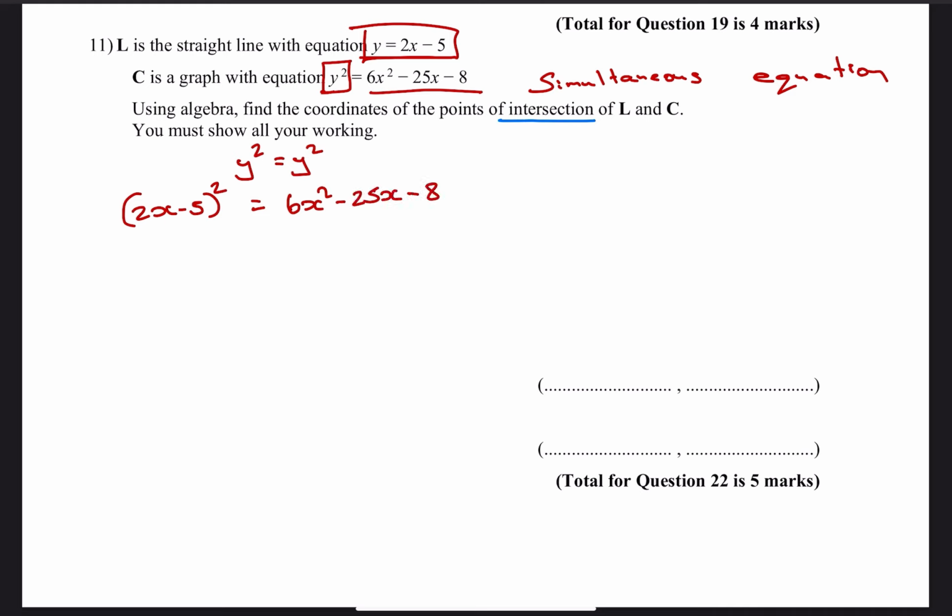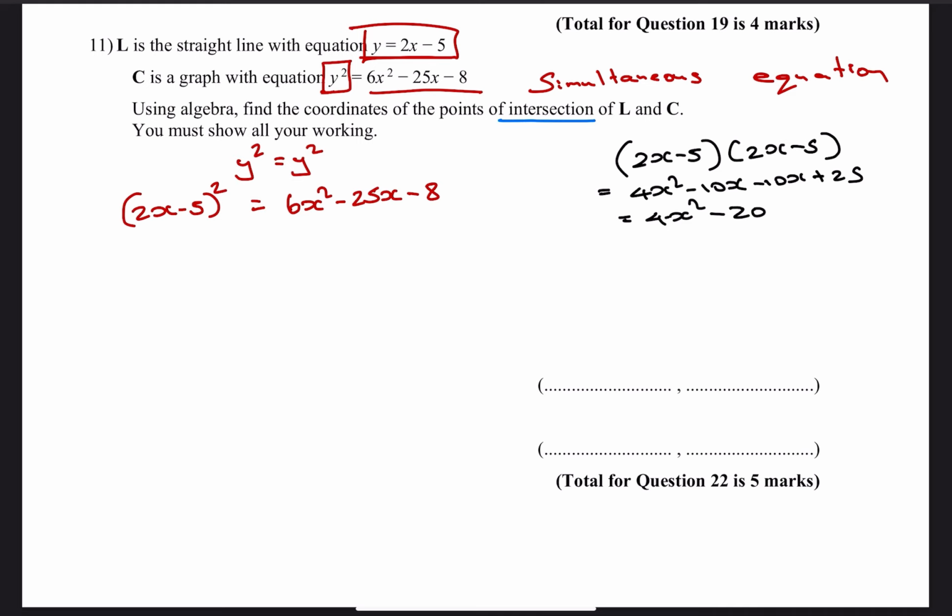The 2x minus 5 squared, I can do it here: 2x minus 5 times 2x minus 5. That's 4x squared minus 10x plus 25, 4x squared minus 20x plus 25. So together 4x squared minus 20x plus 25, which is equal to 6x squared minus 25x minus 8. Just rewrite that. Good. Bring everything to the right hand side.